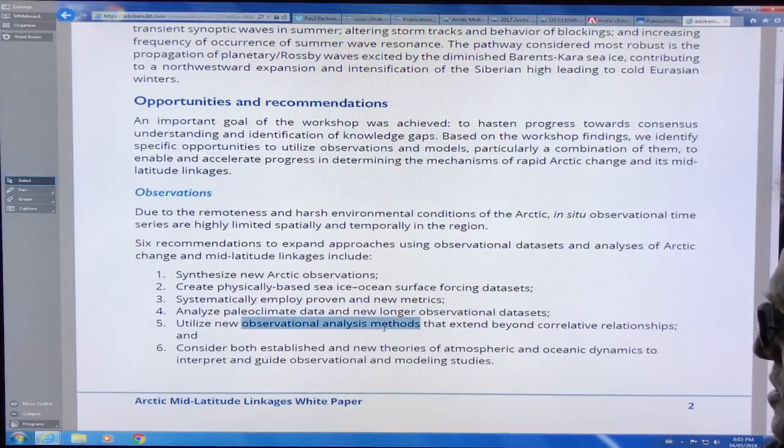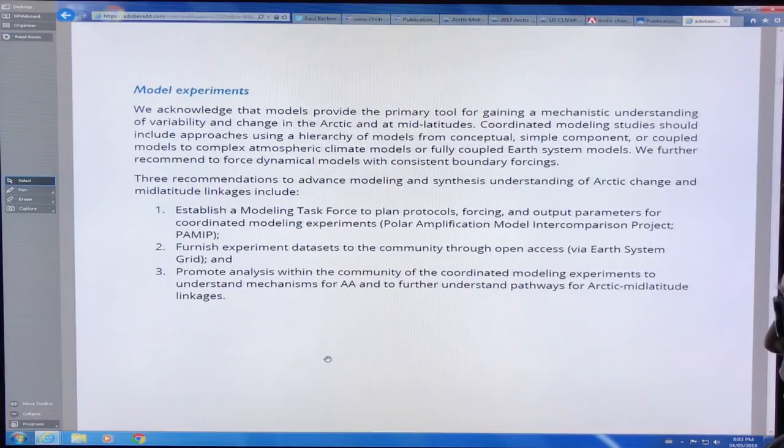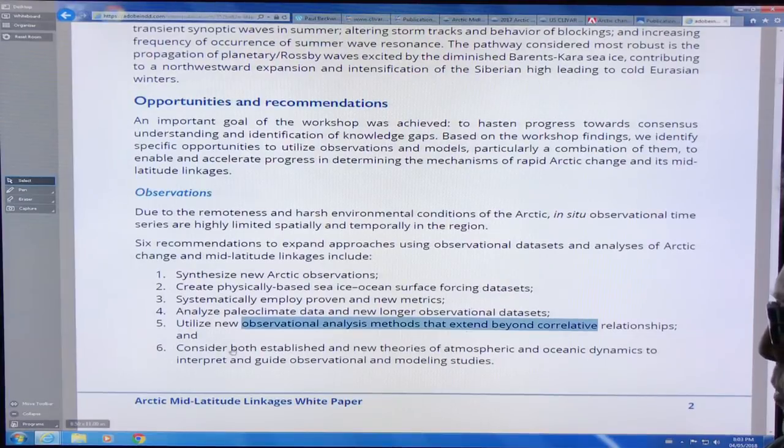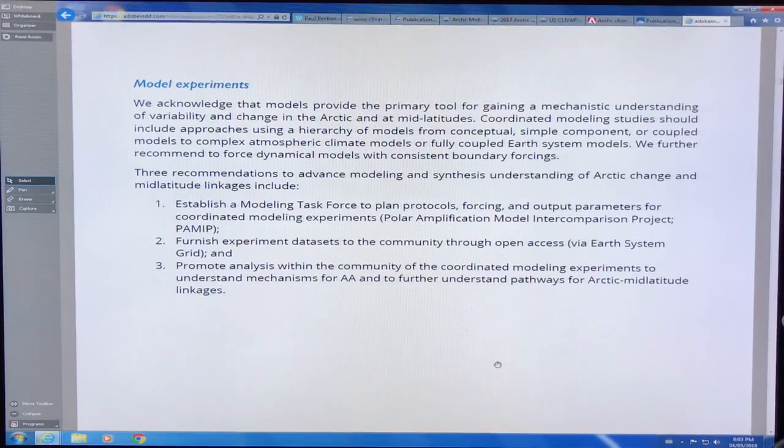Utilize new observational and analysis methods that extend beyond correlative relationships, and consider both established and new theories of atmospheric and ocean dynamics to interpret and guide observational studies.